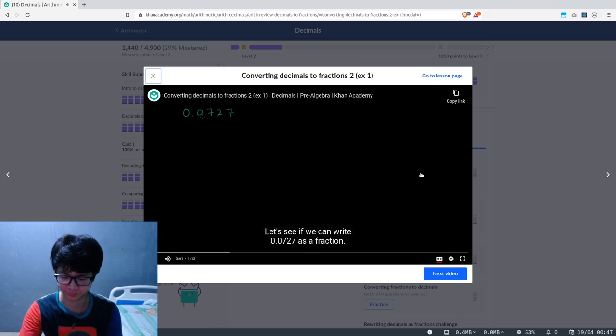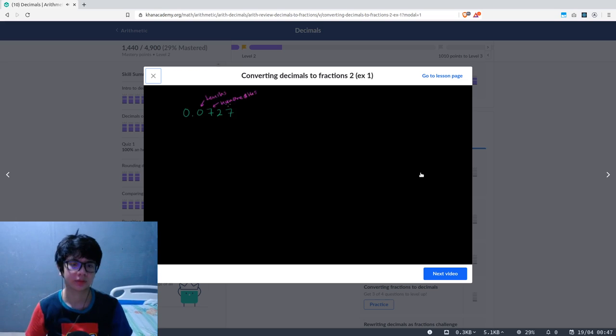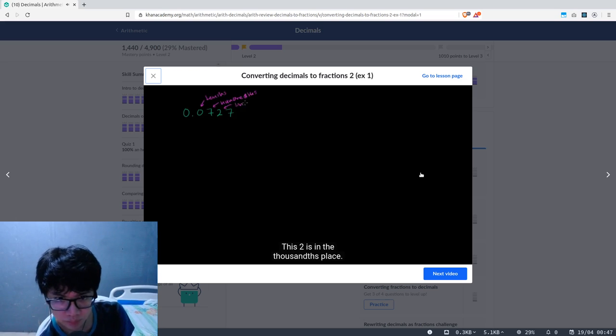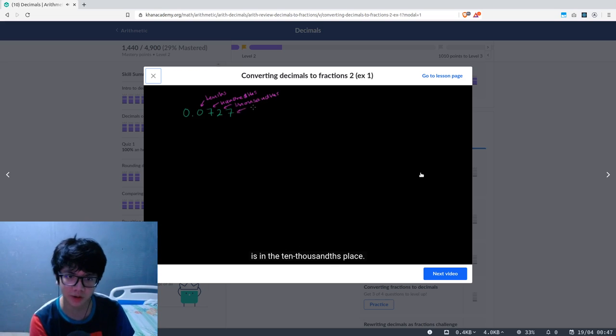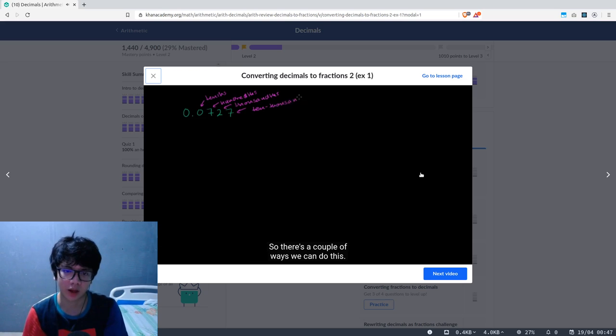Let's see if we can write 0.0727 as a fraction. Now let's just think about what places these are in. This is in the tenths place. This is in the hundredths place. This 2 is in the thousandths place. And this last 7 is in the 10,000ths place. So there's a couple of ways we can do this.